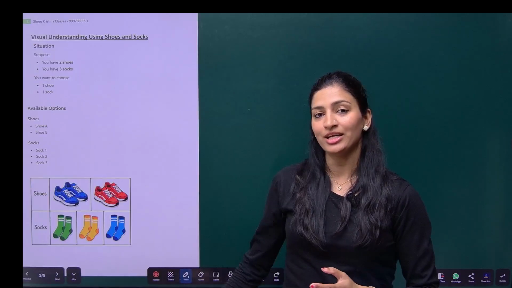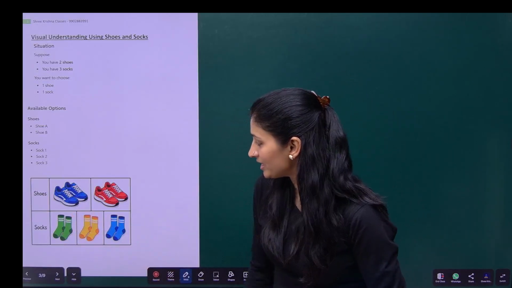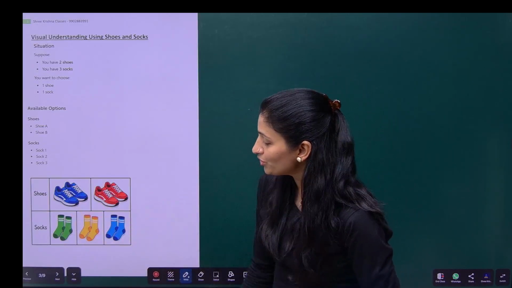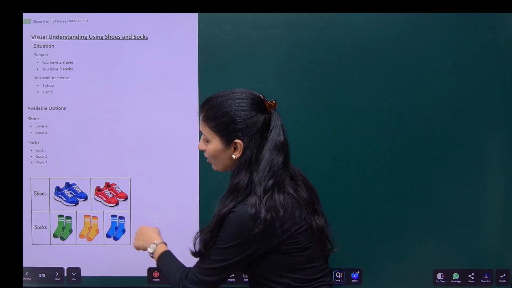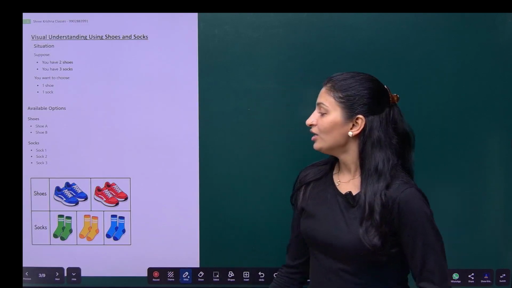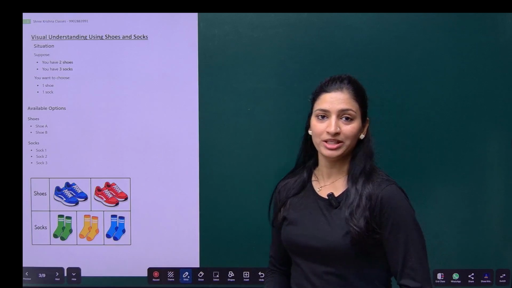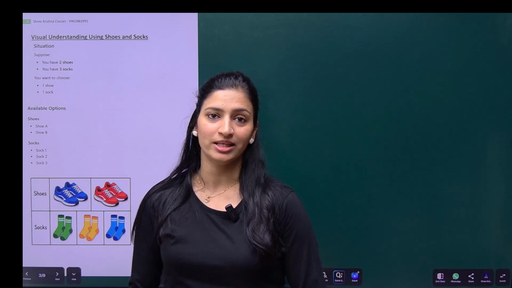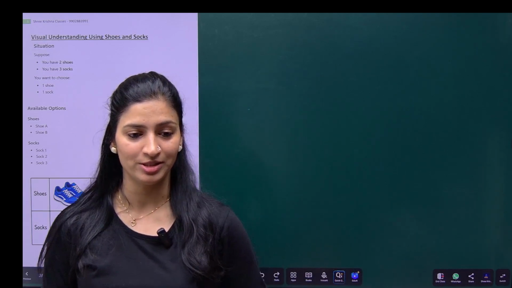Okay, now let's try to understand this with one more example. Suppose you have 2 shoes and 3 socks. So you have to select 1 shoe and 1 socks. So let's see how many total combinations are possible for this particular condition. Arnav, can you please come and explain?